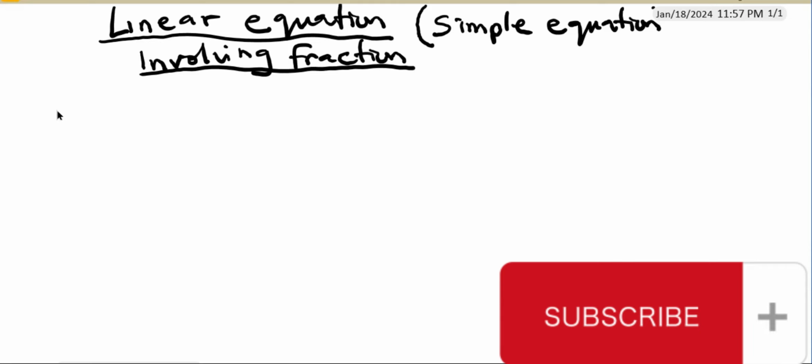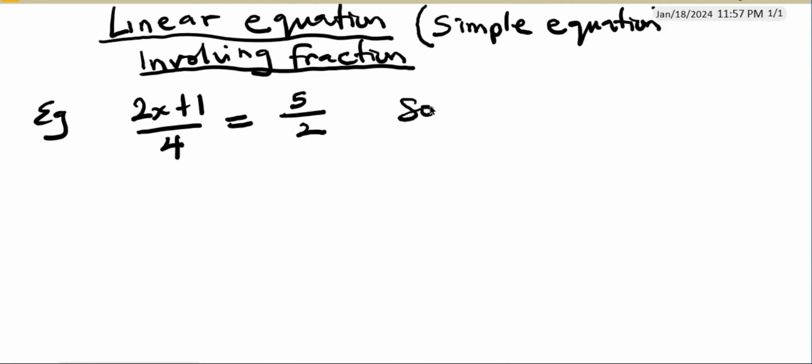So let's start with a little example. Now this kind of fraction is what we call a linear equation or algebraic equation involving fractions. Okay, algebraic equation involving fractions. So of course this is a very simple problem. So let's solve this problem. What are we going to do here?